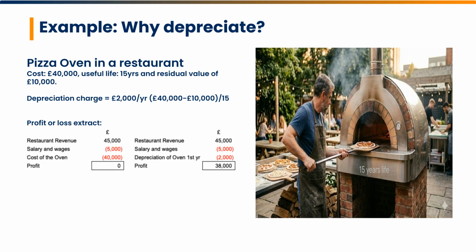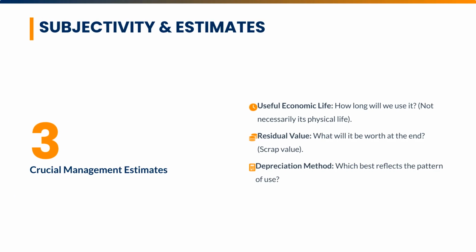Consider a pizza oven costing £40,000 with a 15-year life. By spreading that cost, we avoid charging the entire expense in year one, allowing for a more accurate representation of the annual profit. As you can see from the differences in the extracts, depreciation relies on management estimates. We must determine the useful economic life, the expected residual value at the end, and the depreciation method that best reflects the asset's usage.